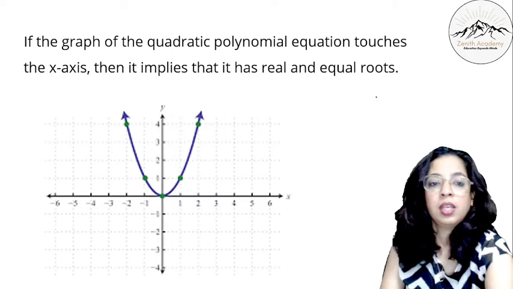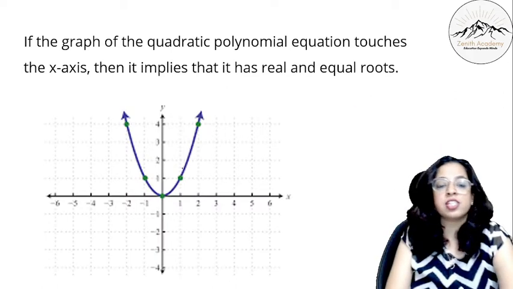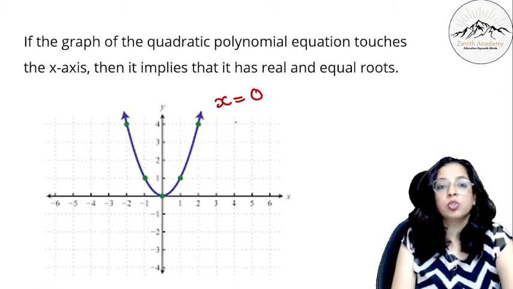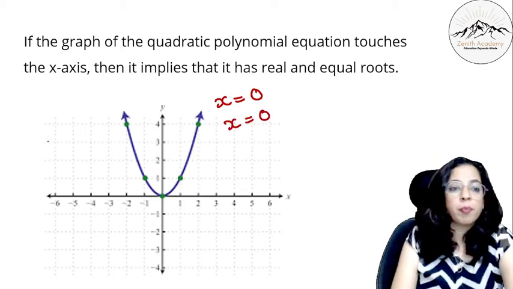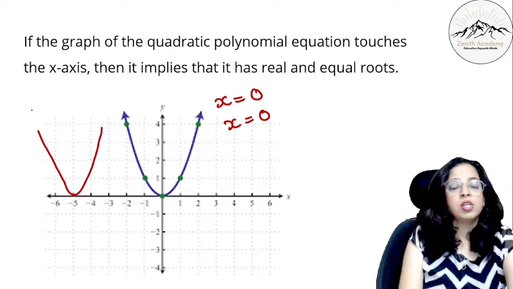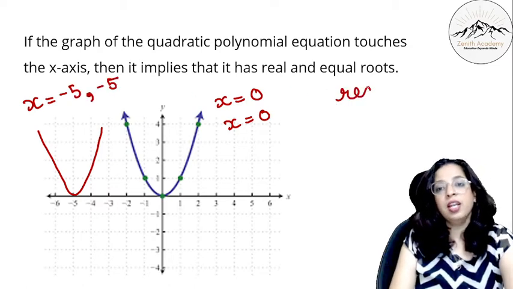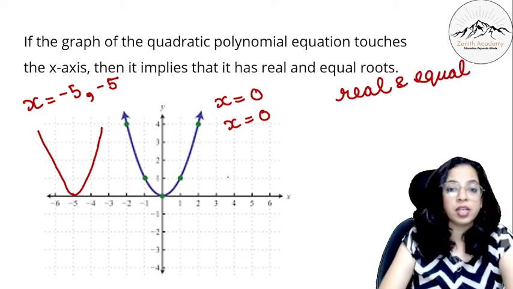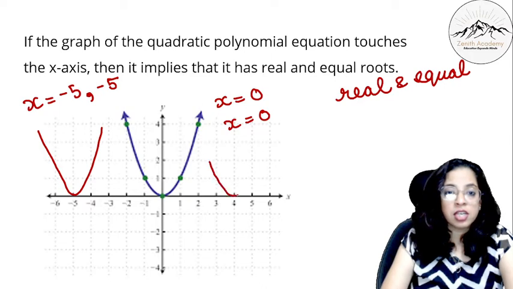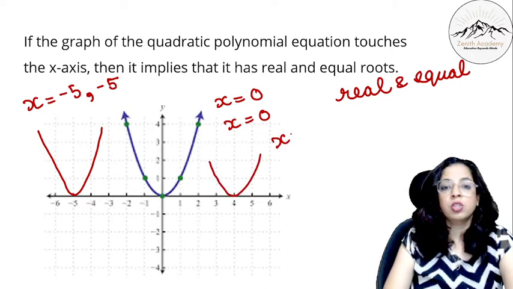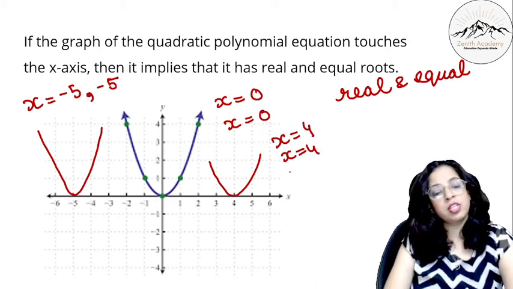Correct? Now see here. Here it is touching at 0. So x equal to 0. So both the x will be equal to 0. Now suppose the graph was something like this. So here both the x will be -5. X will be -5, -5. So the roots will be real and also it will be equal if it is touching only at one point. Suppose it is touching here. Can you see here? Suppose it is like this. So both the x will be 4. X equal to 4, x equal to 4. I hope you have understood this very well.